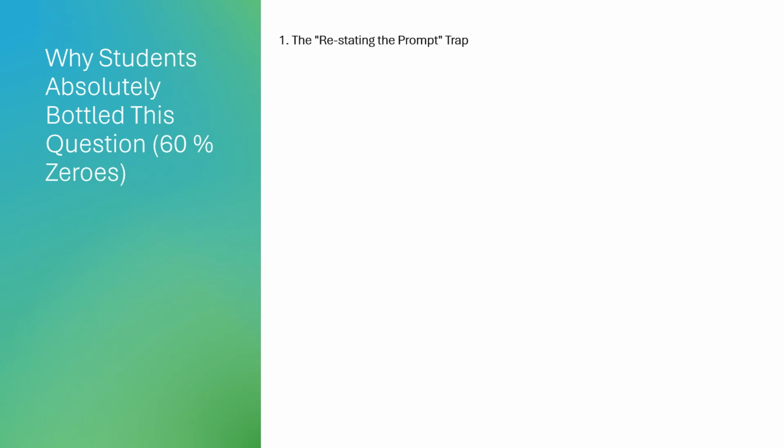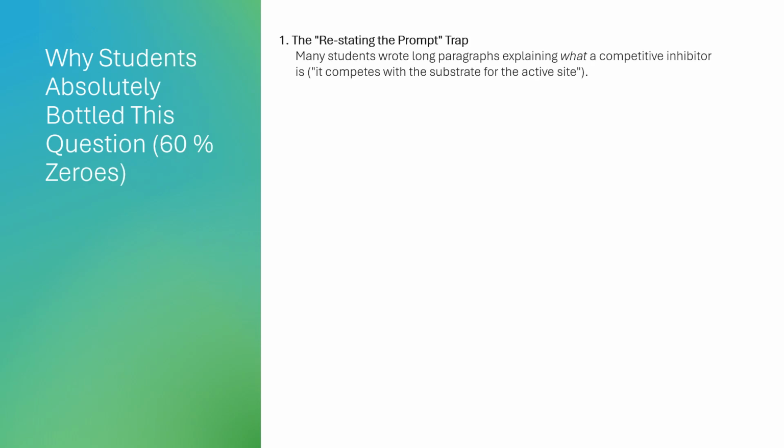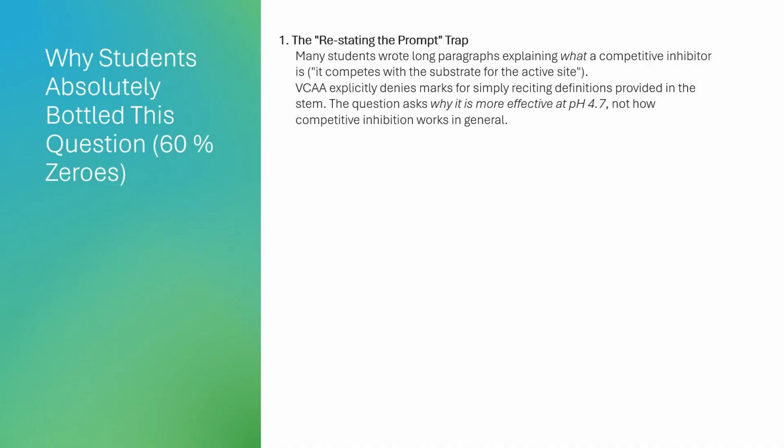One, the restating the prompt trap. Many students wrote long paragraphs explaining what a competitive inhibitor is, that it competes with the substrate for the active site. VCAA explicitly denies marks for simply reciting definitions provided in the stem. The question asks why it is more effective at pH 4.7, not how competitive inhibition works in general.